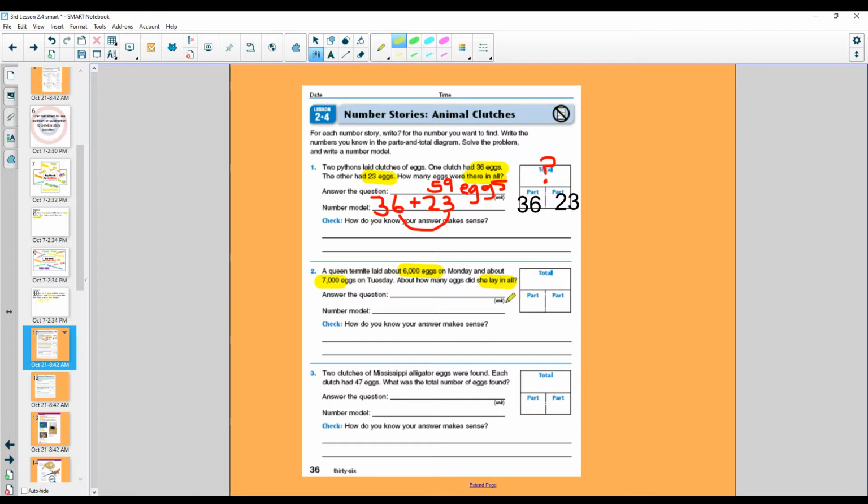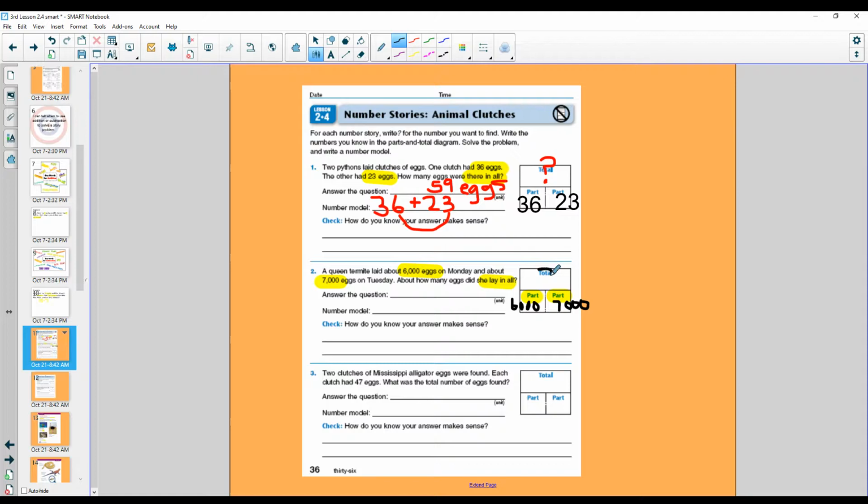Well, one day, or one part, she laid 6,000. And another day she laid 7,000. So we're going to add our parts here. We're going to write 6,000. I'm going to have to try to write small. It's a little hard to write with my mouse. And then we have 7,000. And right here, we're going to put the question marks.